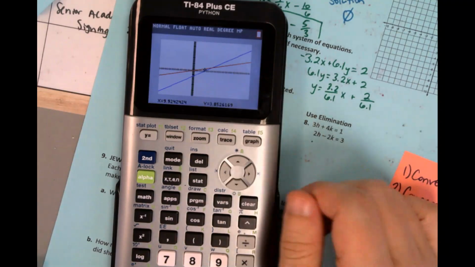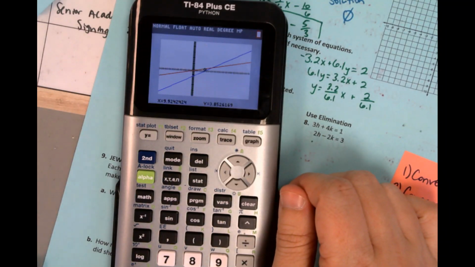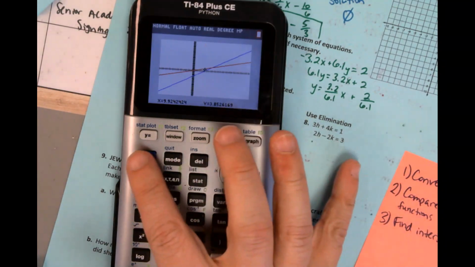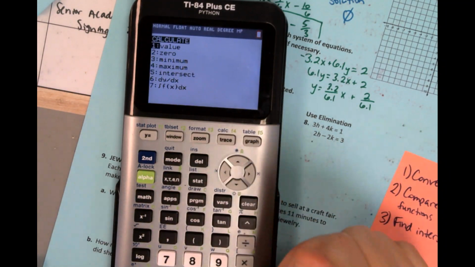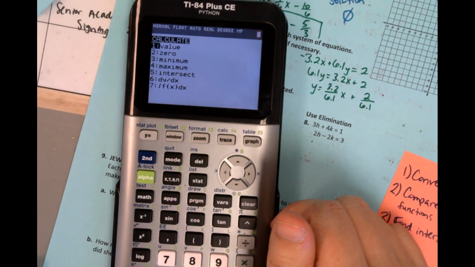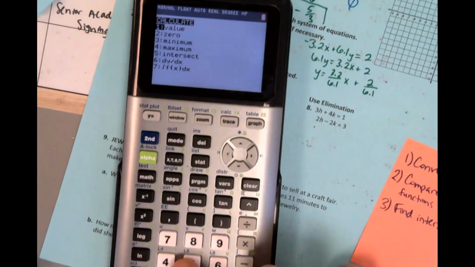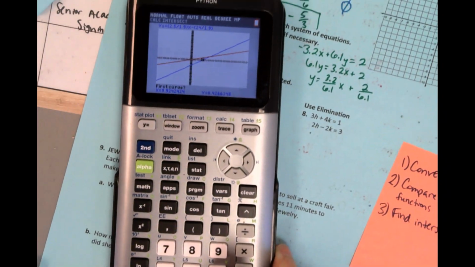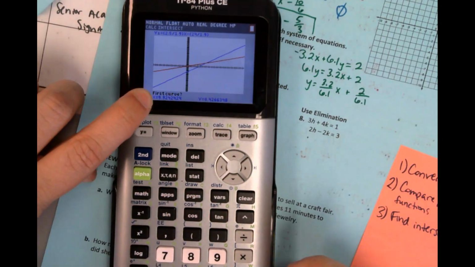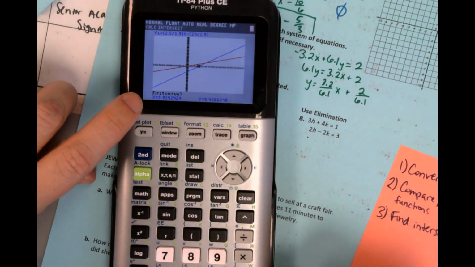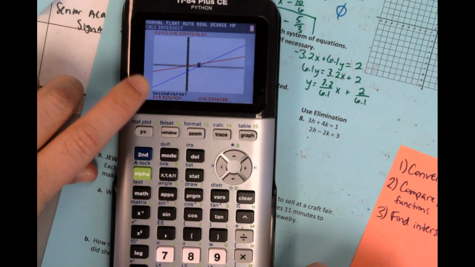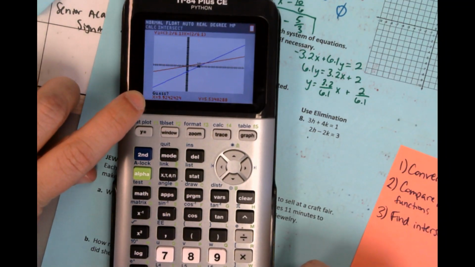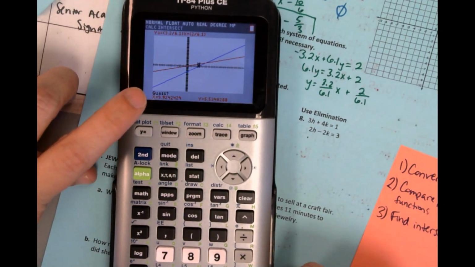Hey, look, now I can see the intersection. Once you can see the intersection, second trace, you are looking for your intersect, which is number 5. It's going to ask you 3 questions. First curve, and it puts a dot on one of your lines. Enter. Second curve, it should put a dot on the other line. Enter. Guess. Unless these 2 functions intersect more than once, this guess doesn't matter. So we're just going to hit enter again.